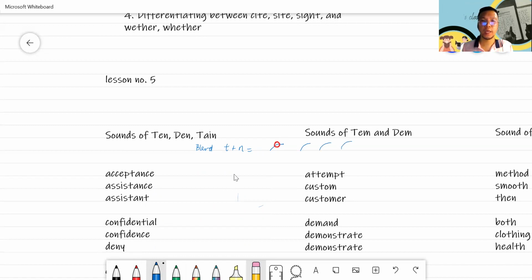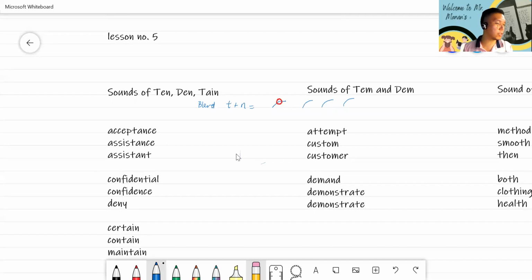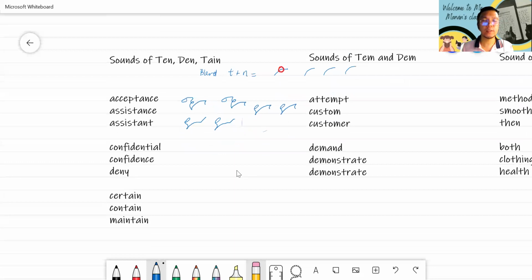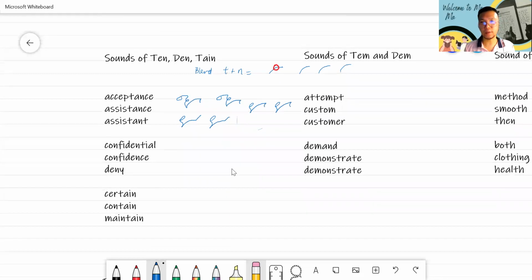If we're going to have an example, the word acceptance, we have the AKSEP, tan S for acceptance. Assistance, we have the A, and then the SES symbol, tan and S for assistance. Let me write it again. A, SES, tan S for assistance. All right, let's have the word assistant. We have the A, SES, tan T for assistant. Let me write it again. Assistant for assistant. Okay, let's move on to the sounds of then.